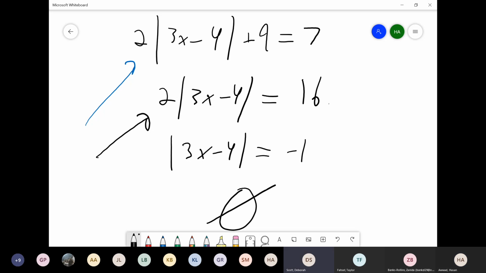Does that make sense? Yeah. Okay, cool. Any other questions on this one? Again, I know this one was a little bit tricky, so I really want to make sure everybody understands the real main reason that there's no solutions is because absolute value is always going to make this either positive or 0, and the right-hand side was negative. So there's no way this is ever going to come out.